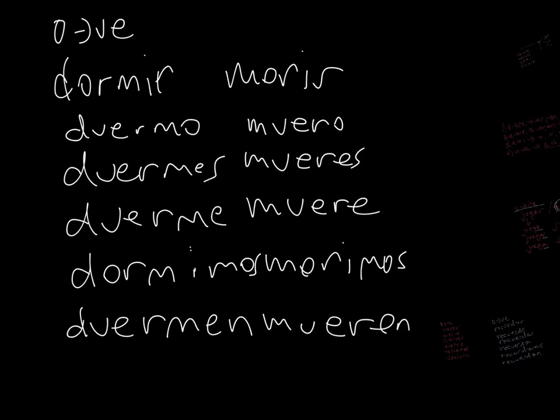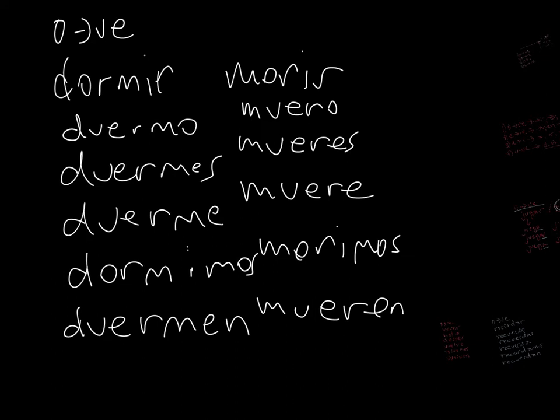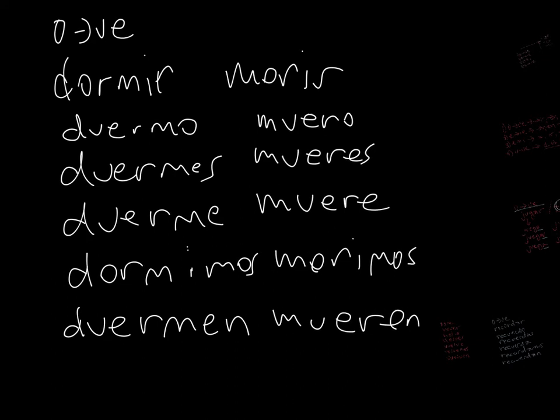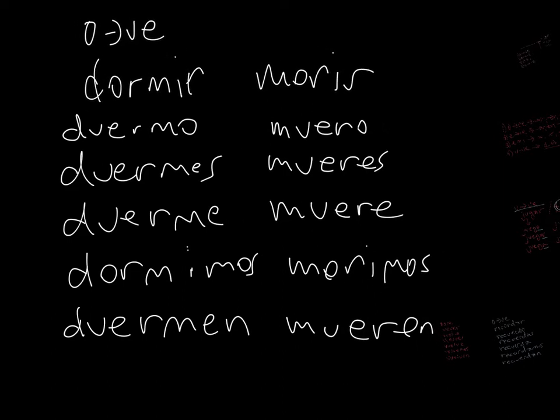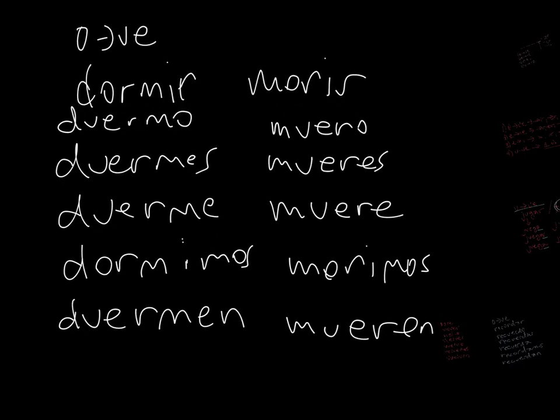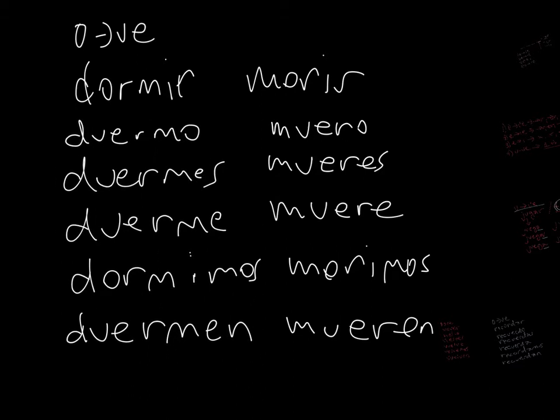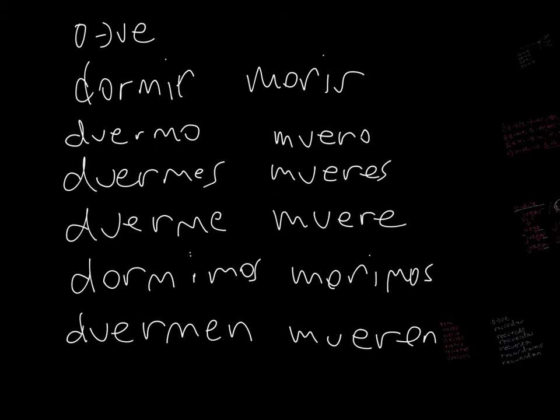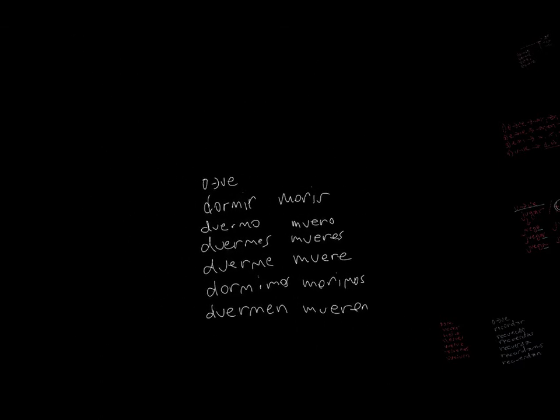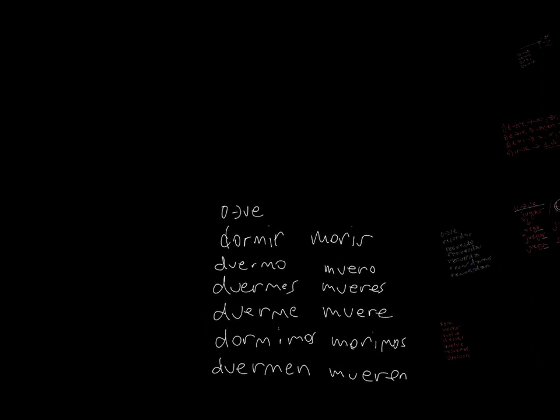Okay, so these are going to be the, wait a minute, I need to change this a little bit. There you go. These are going to be the stem changing verbs for UE. Now, let me see if I can. How do I group these guys? There you go. So we put them all together so we can see all of them.